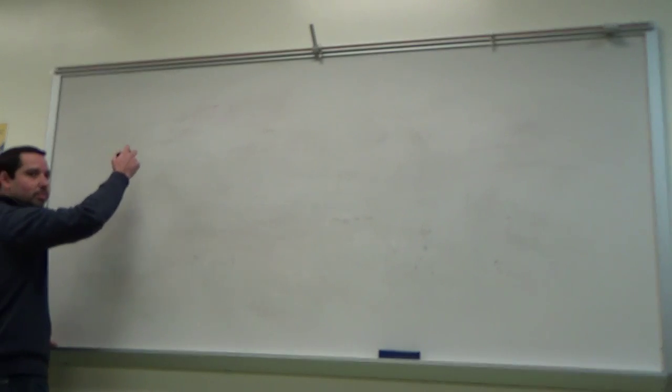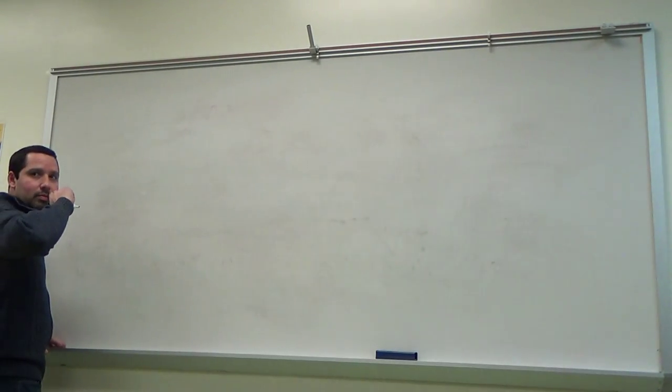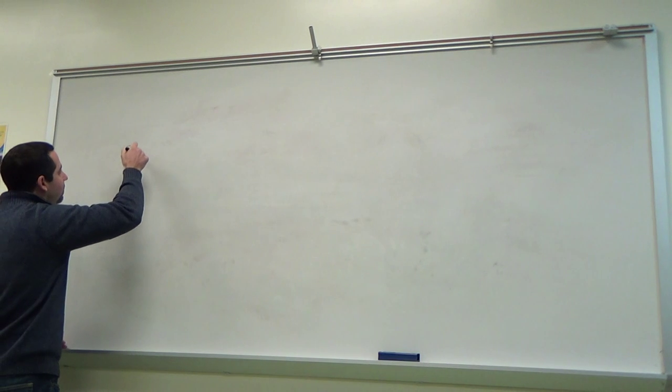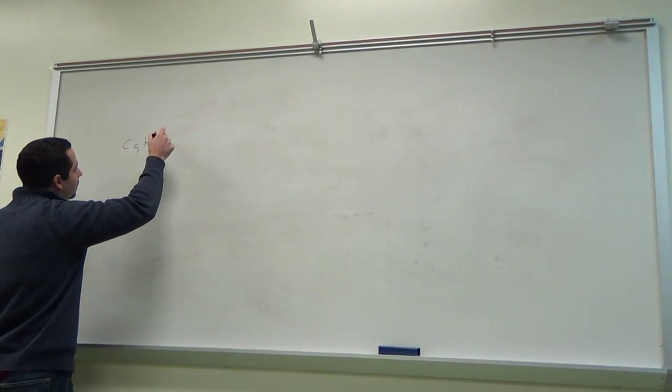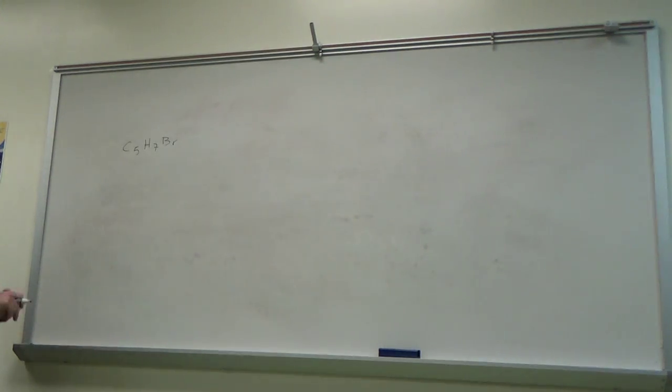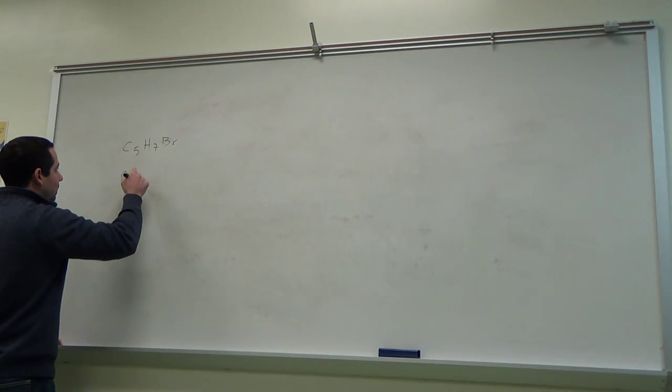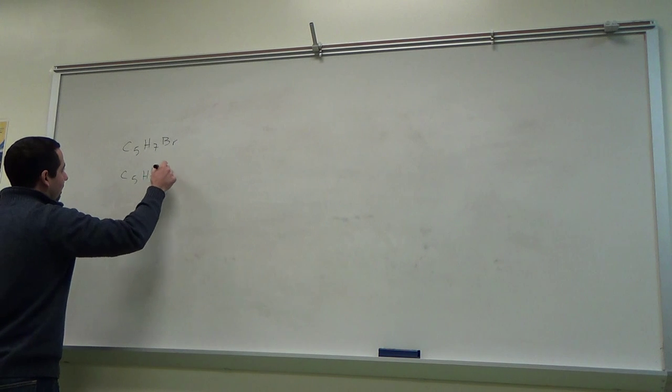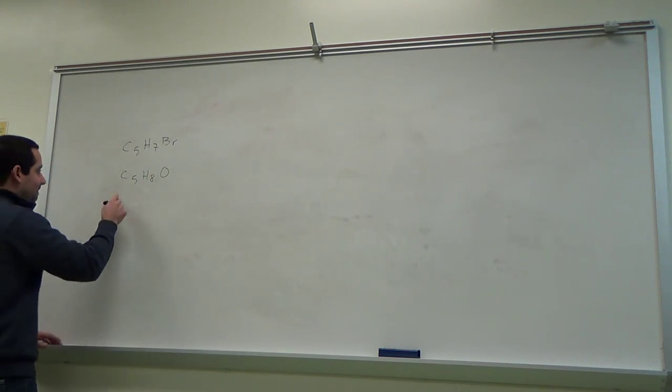Tell me. It's C5H7? C5H7 bromine. And then C5H8 oxygen. And C5H9 nitrogen.